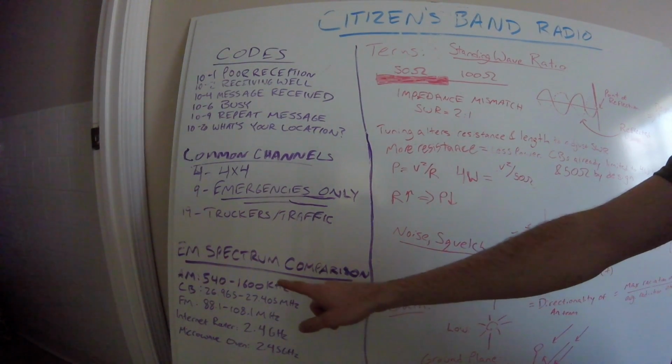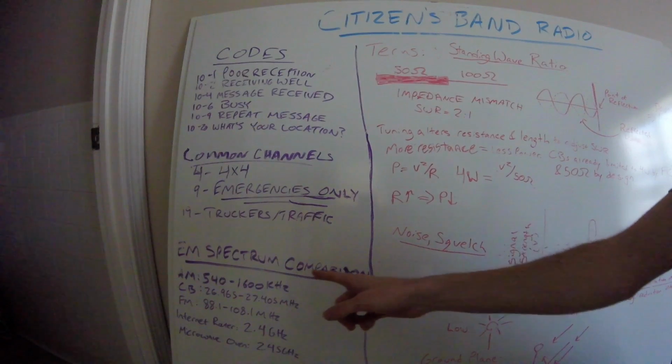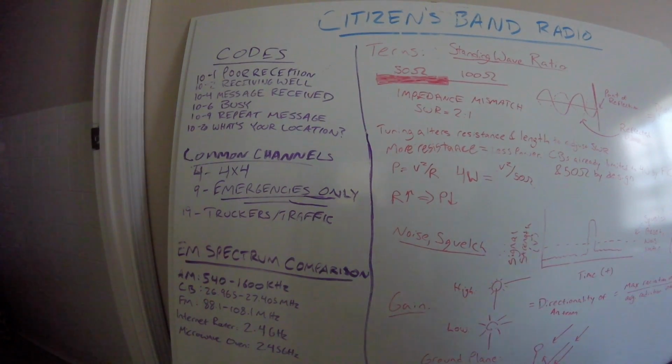And lastly, we'll do a little electromagnetic spectrum comparison just for fun. An AM radio operates between 540 and 1600 kilohertz, CB 26.965 to 27.405 megahertz, FM 88.1 to 108.1 megahertz. Your internet router is 2.4 gigahertz. A lot of them also have an option for 5 gigahertz, but usually in modern routers you have both. And your microwave oven, very similar, 2.45 gigahertz.